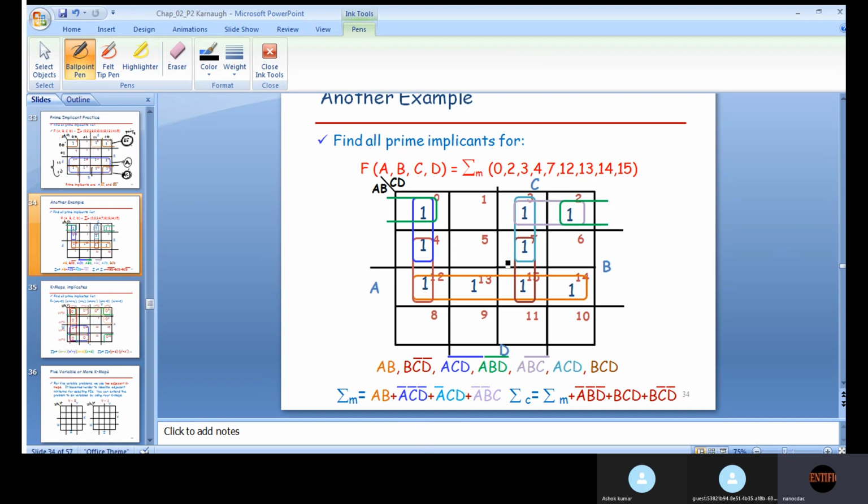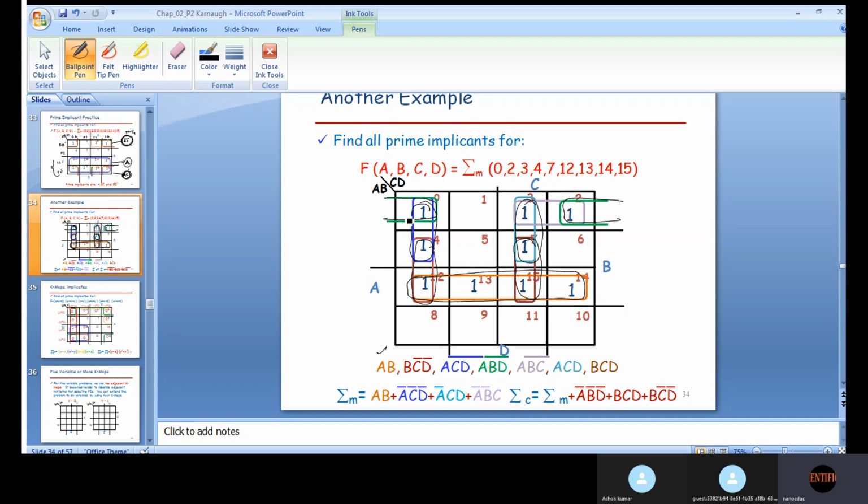Here, there are no groups with 8 min terms or 4 min terms, except one. You can see this is one, and the next one is this. Only two sets are there. Only one group with 4 is there.